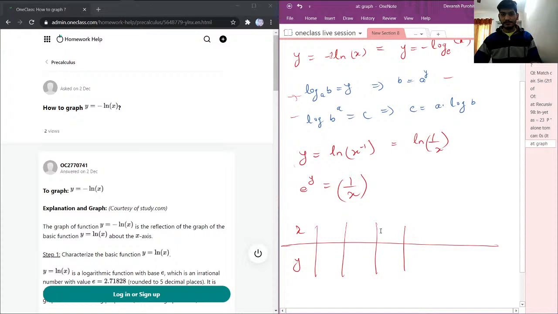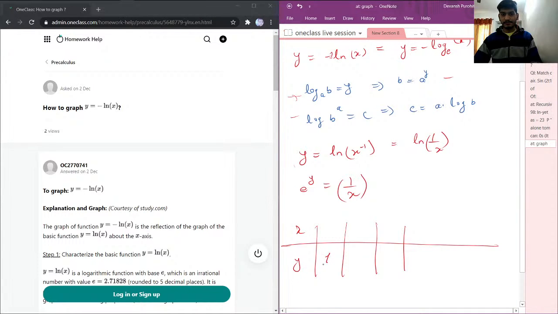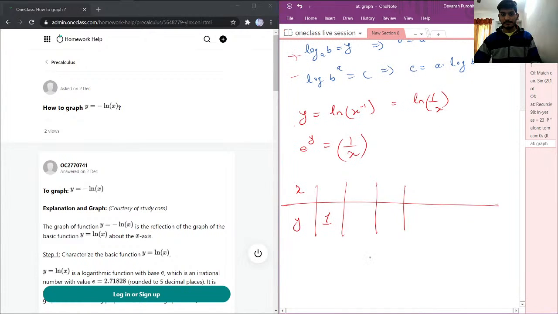So when y is 1, I will have this e, which is 2.71.